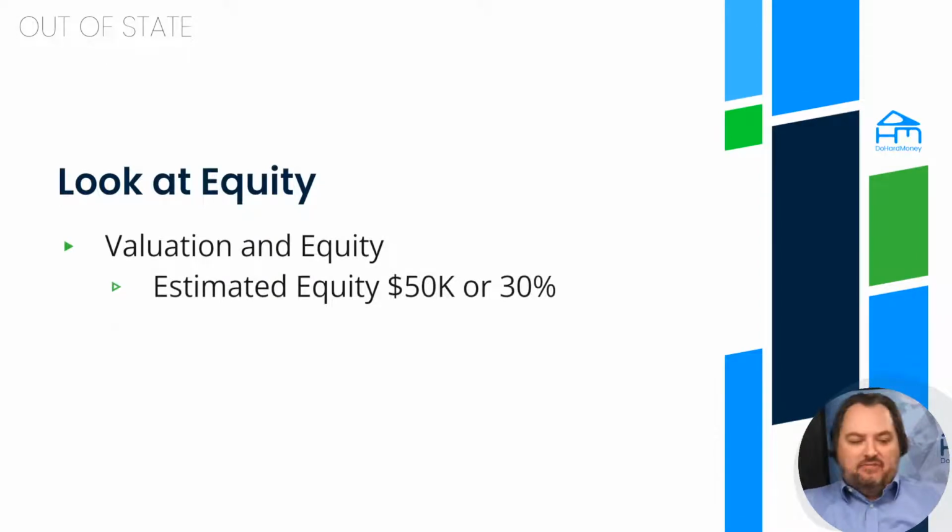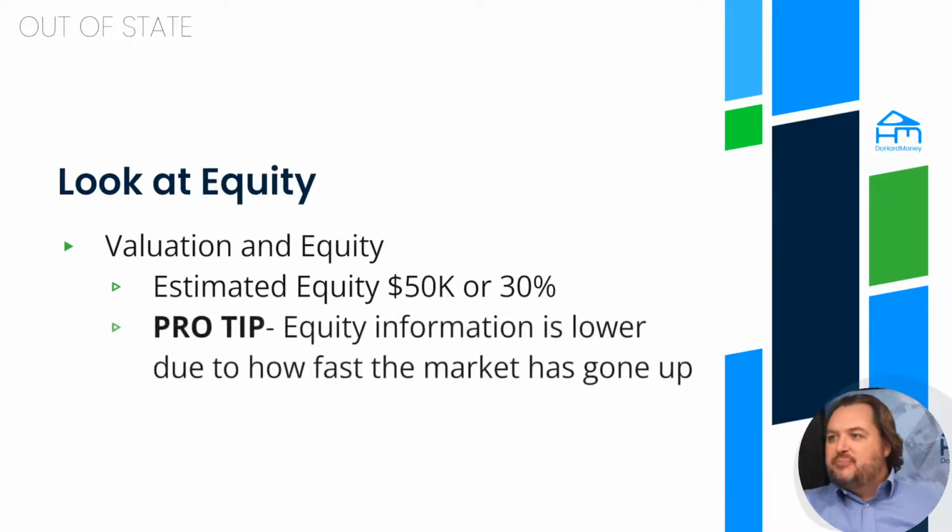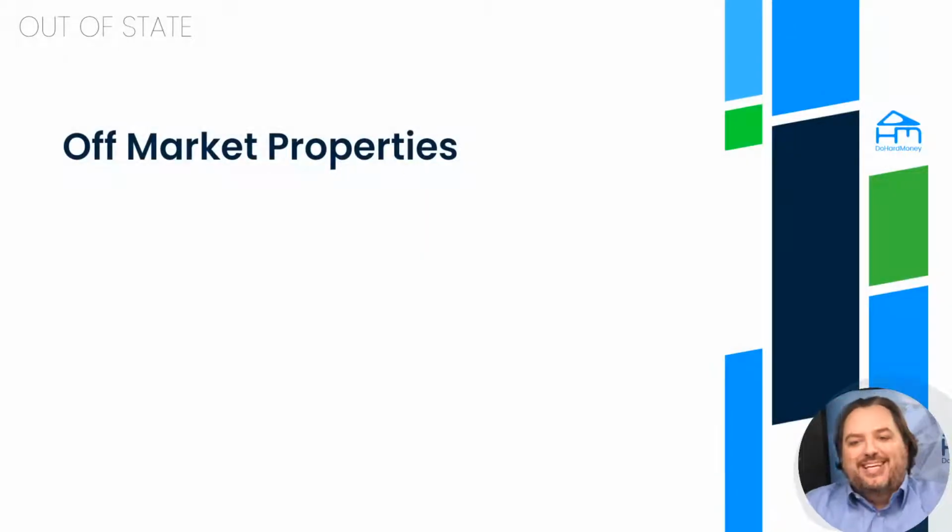Estimated equity between 50 and 30%. The pro tip: the equity information is lower due to how fast the market has been going in the past. So you might want to put in a little bit higher equity, although we're starting to see that coming down. You just have to realize that when markets go up or down in a fast manner, it's harder for data to catch up because there's some lag time with data reporting. So just something to keep in mind as you're playing with some of those numbers.